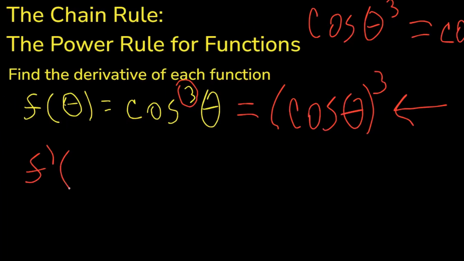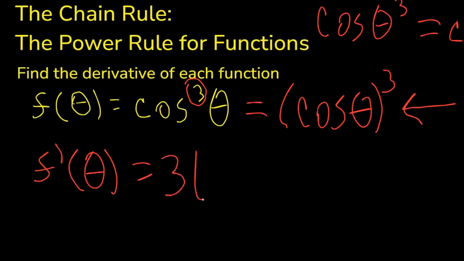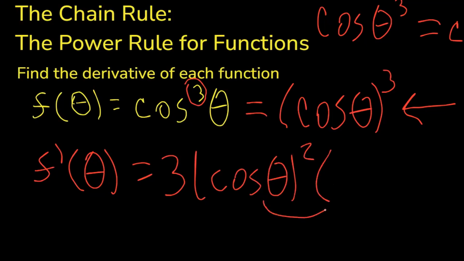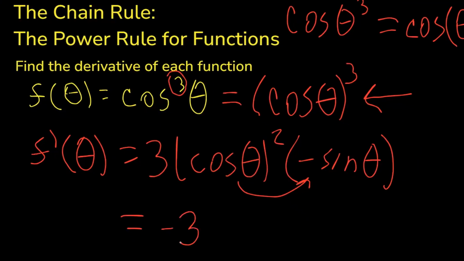F prime of theta is going to be 3 cosine theta squared times the derivative of the inside, negative sine theta. We could clean this up by writing it as negative 3 sine theta times cosine squared theta.